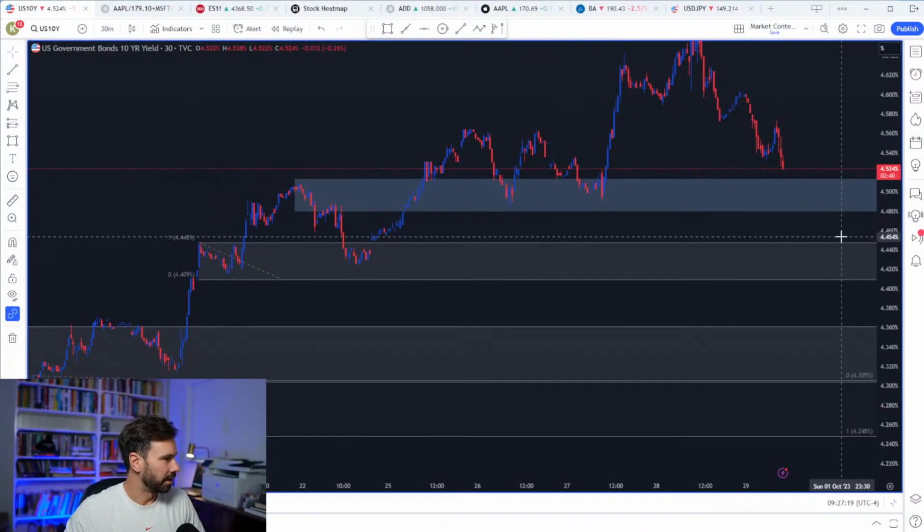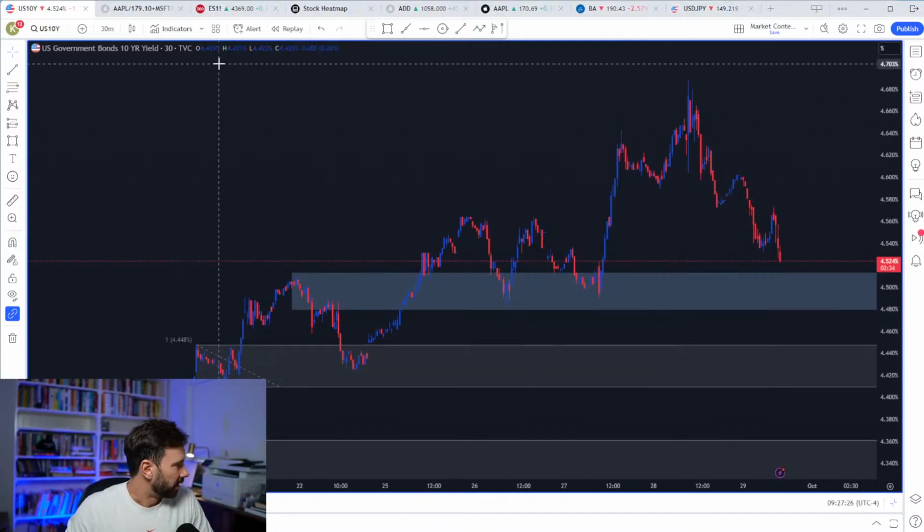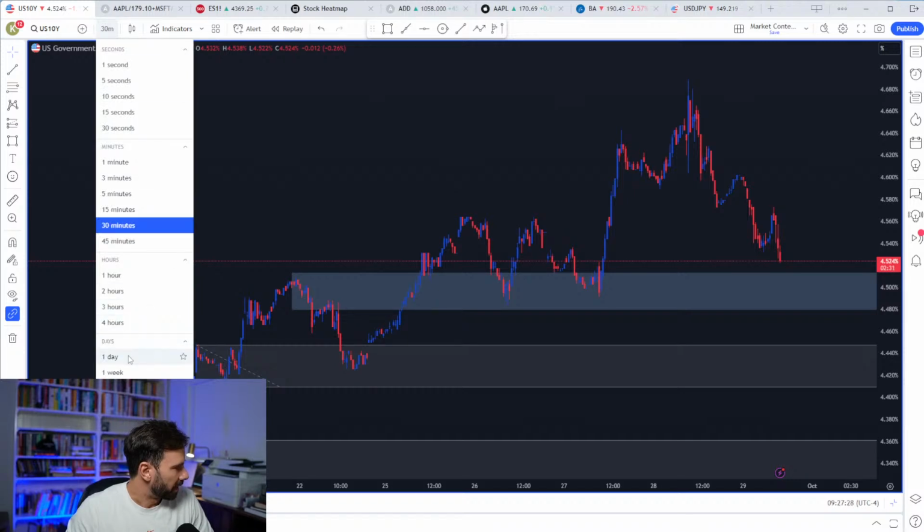Let's jump right into it. I'm a bit late today, so I want to start with this chart. This is the 10-year yield. The rates are collapsing today, so that's why the market is gapping up.